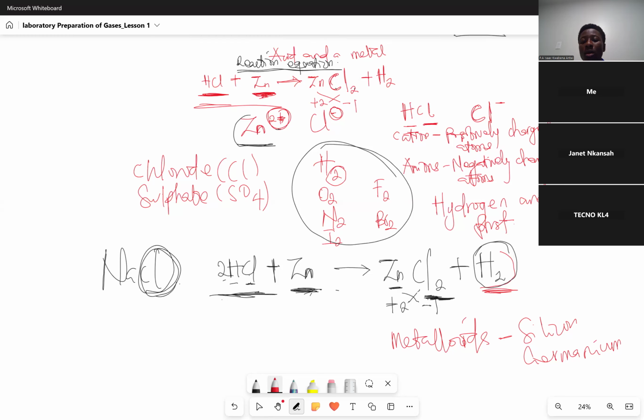Actually, it's not. Yeah, it's a halogen. So silicon, germanium, and I think boron. You can look it up. I'm sure boron, yeah. I'm putting an asterisk there. Look at that, boron.